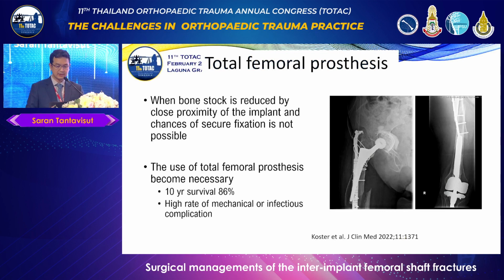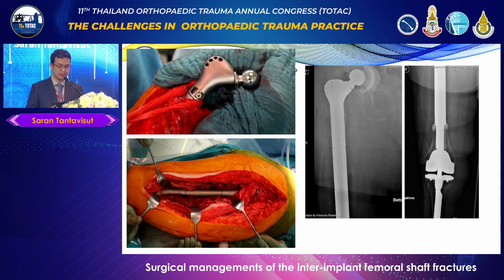In case it is very hopeless, you cannot make a strong fixation, you fail so many times, maybe this is the last resort, the total femoral prosthesis. Look at this case. Failed fixation, the intermediate segment is very small. So in this case, the surgeon goes for the total femur prosthesis.